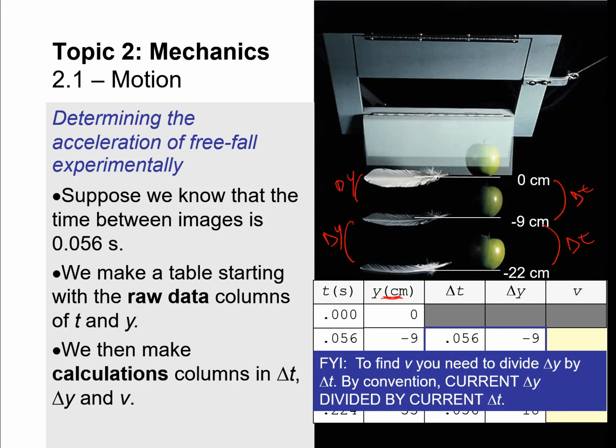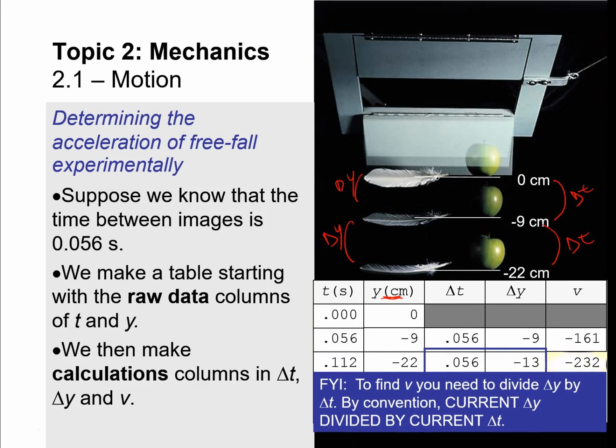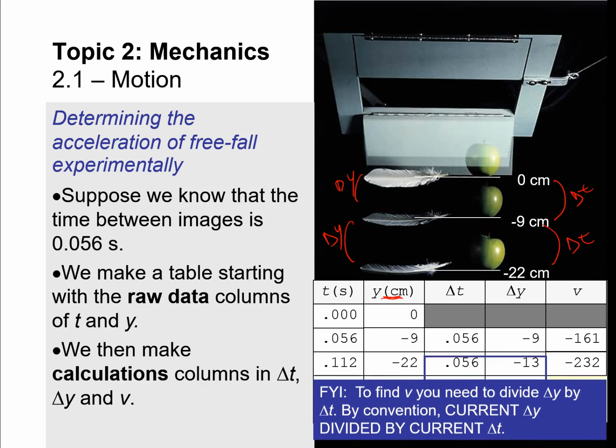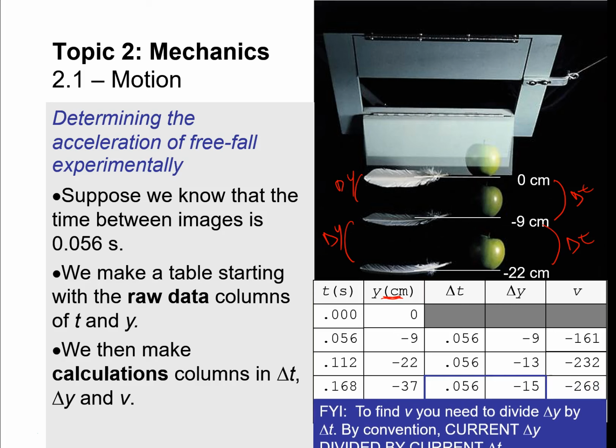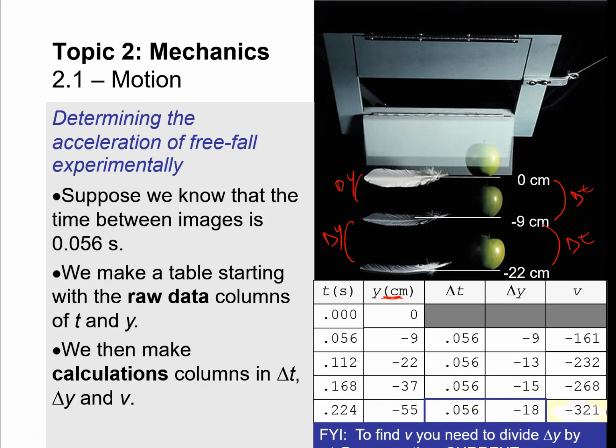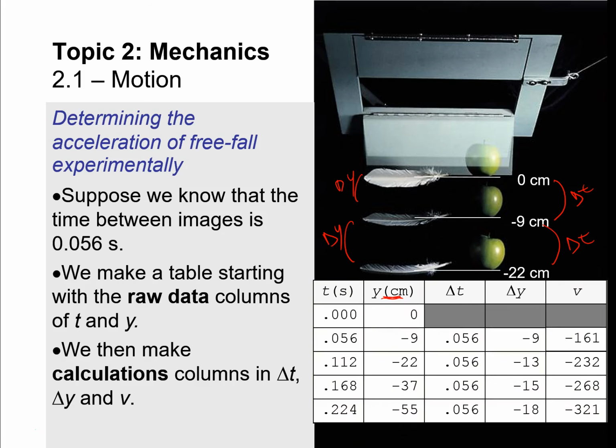To find now the velocity, you're going to divide delta y by delta t. So the first one is -161. The next one is going to be -232 according to Tim. I have not done any of these calculations. The third one is -268, and then the fourth one is going to be -321.